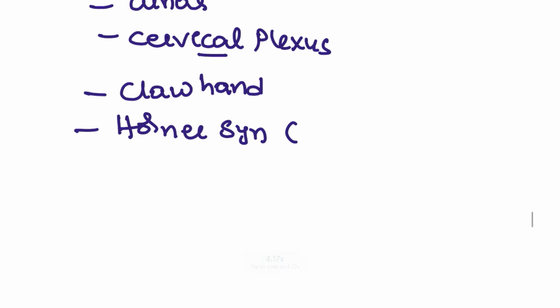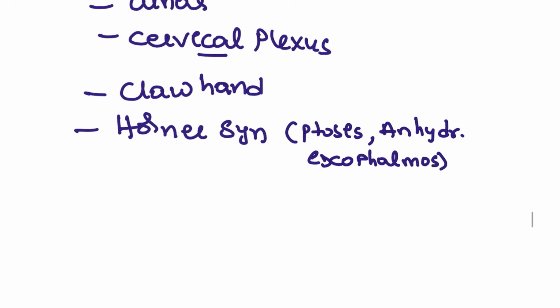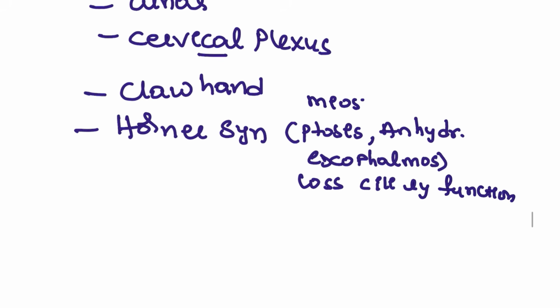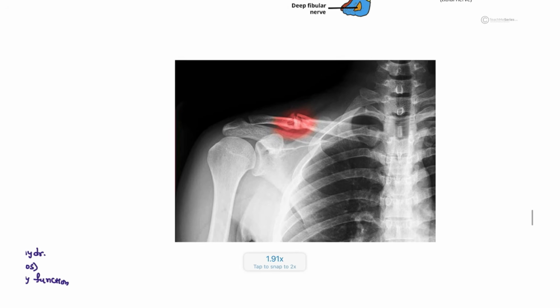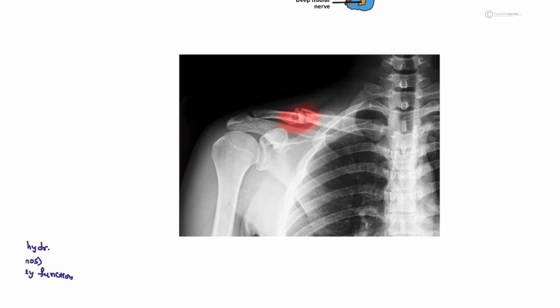Horner syndrome, you all know that the patient will be having the ptosis, anhidrosis, enophthalmos, and also loss of ciliary function, miosis, right? This is the defect that is present with the Horner syndrome. Next, what is this joint? This is the clavicle.